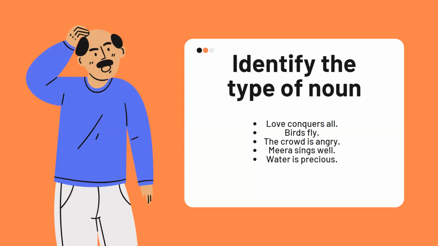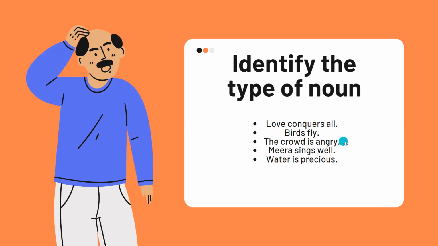Shall we start? I hope everybody has seen them. So the first sentence is: Love conquers all. What is the noun here? The noun here is love. Love, and which type is this? This is an abstract noun. Very good. Birds fly. What is the noun here? Birds. Great. Birds means common noun.